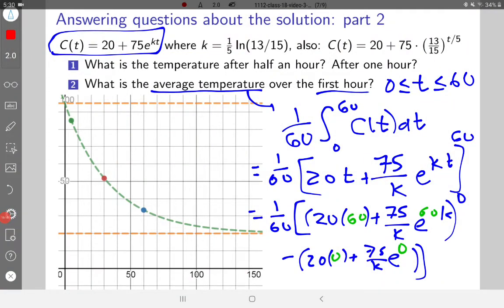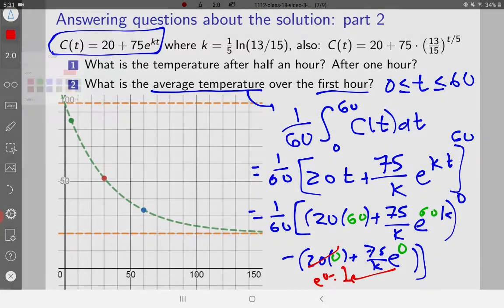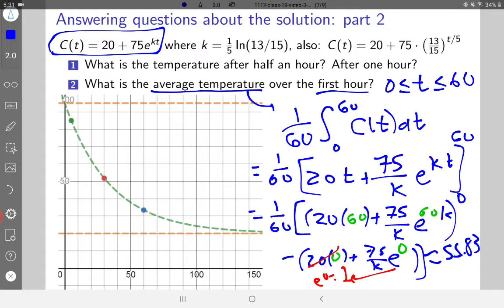And when I plug in 0, be careful, because one of those terms, 20 times 0, cancels out. But e to the 0 is not 0, it's 1. So just be careful about evaluating this and crunching all these numbers. And as usual, I'll save you a little bit of trouble and tell you that this works out to be about 55.83. And that's somewhere around here on the graph.